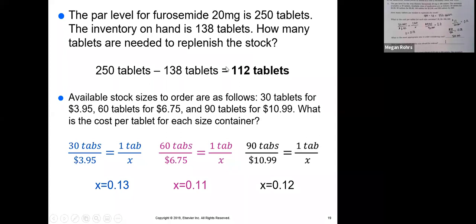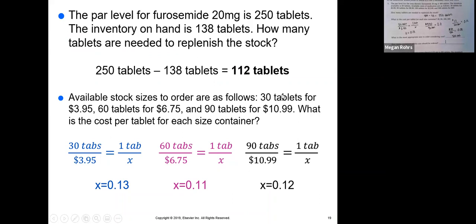Here's another example in the slides here that you can take a look at. How many tablets are needed to replenish the stock? Well, we have a par level of 250. We have 138 tablets in stock. So the difference of those would give us 112 tablets. The stock size is available.